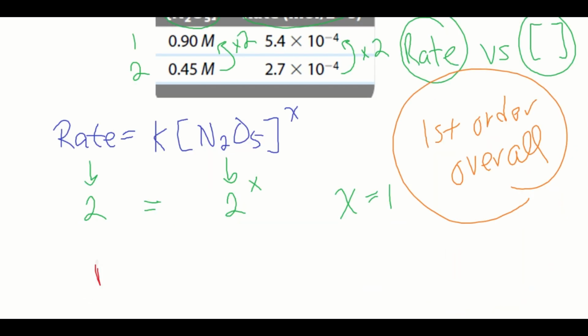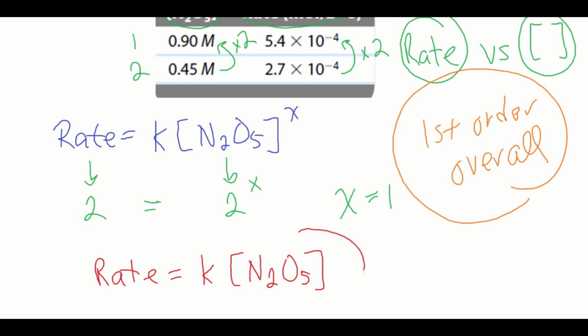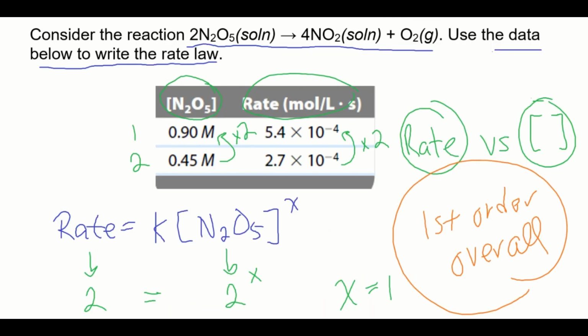So the rate law for this reaction can be written as rate equals the rate constant times the concentration of N2O5 raised to the first power, which we don't write as one. It's important to note that the order does not come from the coefficient in the balanced equation.